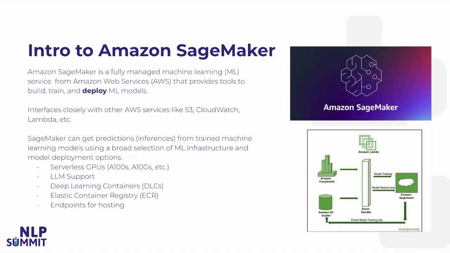SageMaker can get predictions, also known as inferences, from trained machine learning models using a broad selection of ML infrastructure and model deployment options. These include serverless GPUs, LLM support, deep learning containers, elastic container registry, and inference endpoints for hosting. For Kubernetes environments, we can also take advantage of open source AWS controllers for Kubernetes, or ACK, which lets you directly manage AWS services from Kubernetes. ACK makes it simple to build scalable and highly available Kubernetes applications that utilize AWS services.